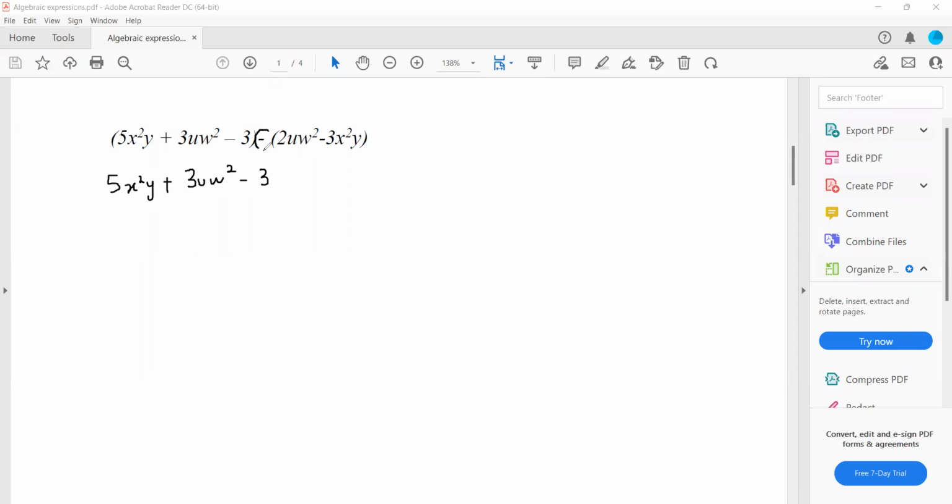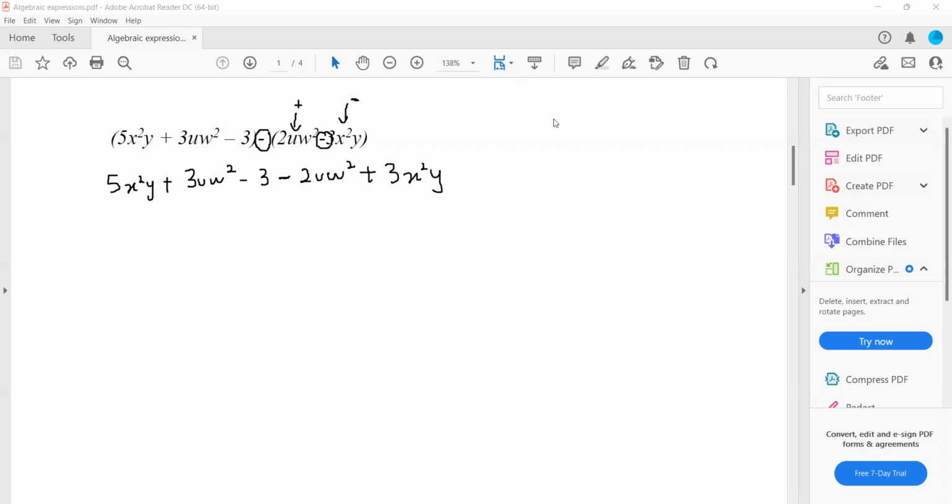So you notice here that this is a minus, and this is actually a positive term, and this is actually a negative term. So negative multiply with a positive, you will actually get a negative. So it becomes negative 2uw square. Okay, and this is a minus, and there's also another minus here. So that means this becomes plus 3x squared y.